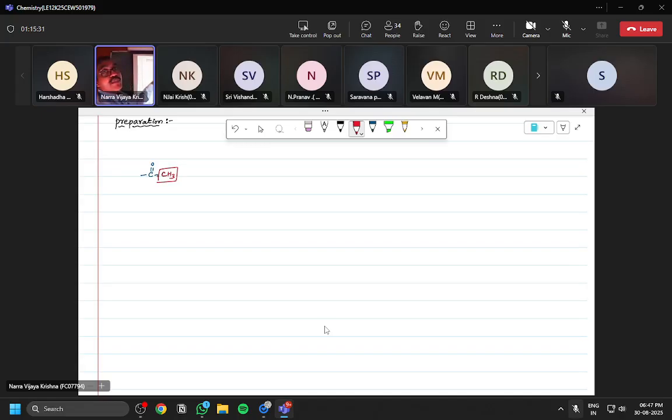Aldehyde or keto groups, next carbon is called alpha carbon. That alpha carbon must be a methyl group. Then the alpha methyl group shows a positive test for iodoform or haloform reactions. Right? Again, I am repeating. For example, I am taking CH3CHO. Is that condition satisfied or not? The alpha methyl group is there, so the test is positive. Correct?